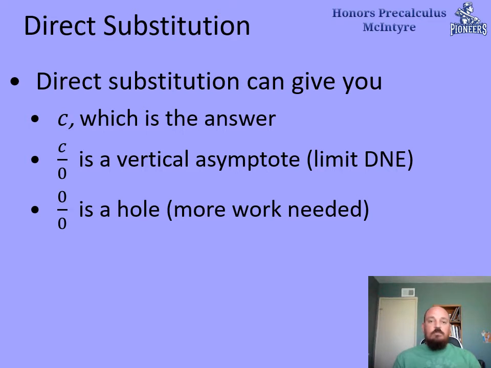Now here's the tricky one. If you get 0 over 0, so not a constant, not 5 over 0, but 0 over 0, what that means is you have that graph like we saw in part 2 of the last section, where there's a hole in the graph, and the function itself is undefined, but there is a limit and you can find it. So that's why I said more work needed.